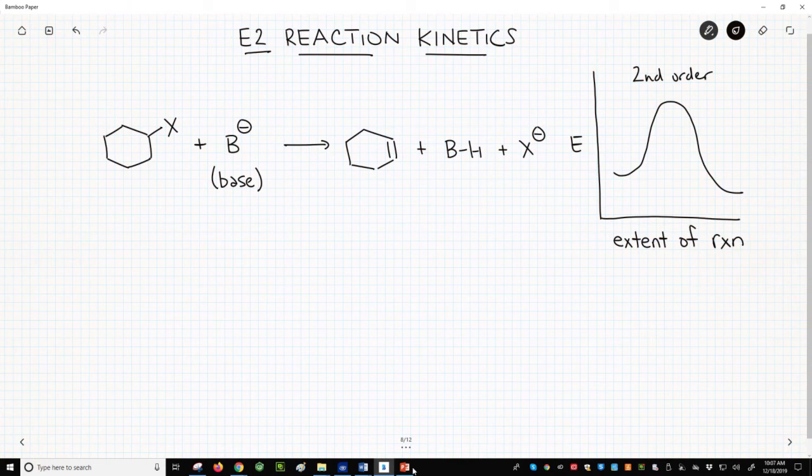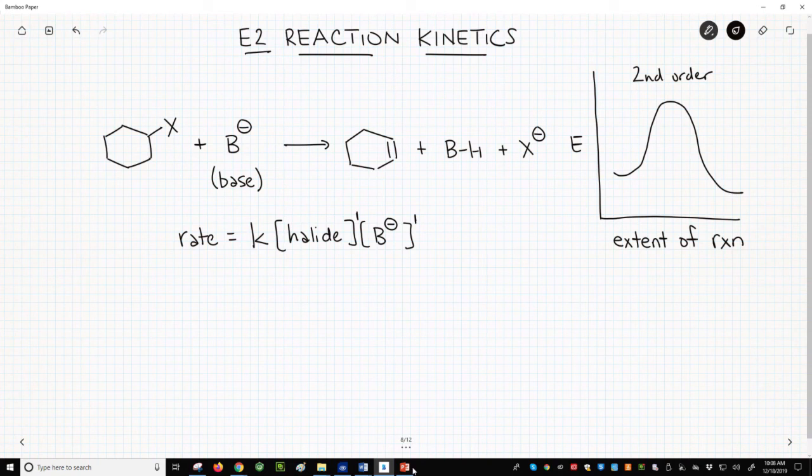Here is the rate equation for the E2 reaction. So we have k times the concentration of our alkyl halide, I'm just going to write halide, times the concentration of our base. The reaction has an overall order of 2. It is first order with regard to the halide and first order with regard to the base.